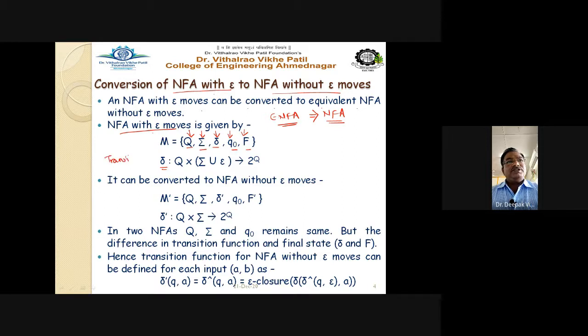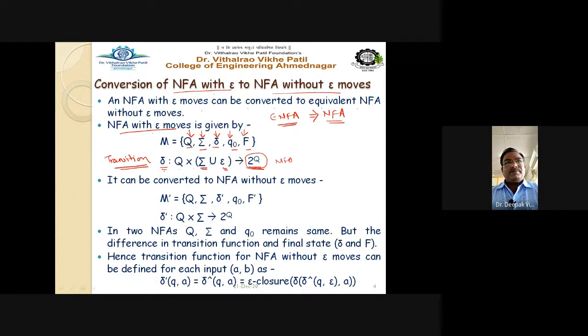So the transition function in the case of an NFA with epsilon moves is defined like this: Q into sigma union epsilon gives you 2 raised to Q. It is an NFA, ultimately. So NFA means what? You are getting states in the power set, states must be in the power of 2 factor, right?